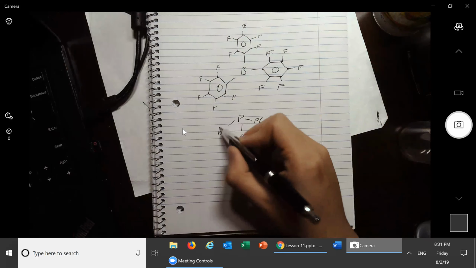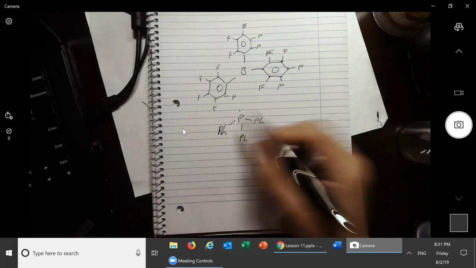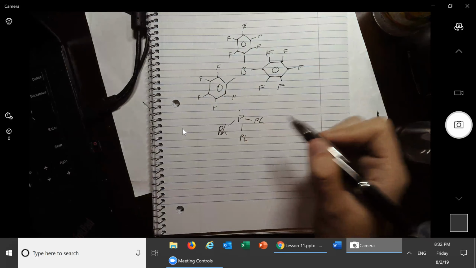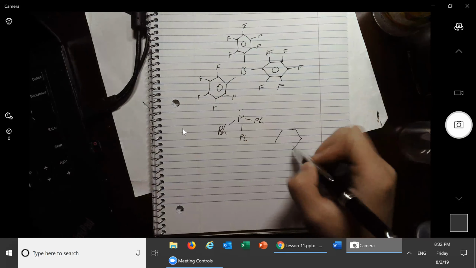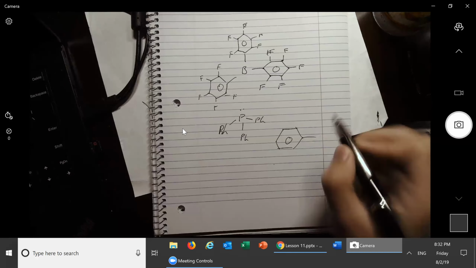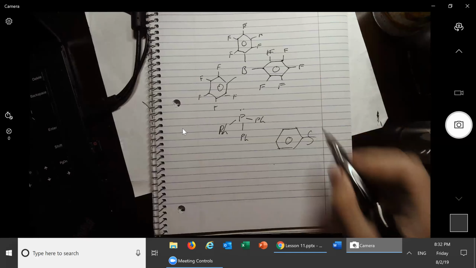Triphenylphosphine, I believe. I can't remember it exactly, but I think it's triphenylphosphine. All you need to know is the phenyl groups are very big. They're kind of like this. They're rather large. So this is the phenyl group.